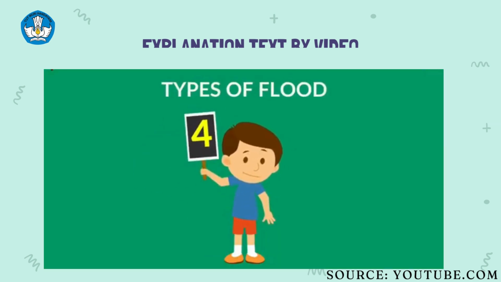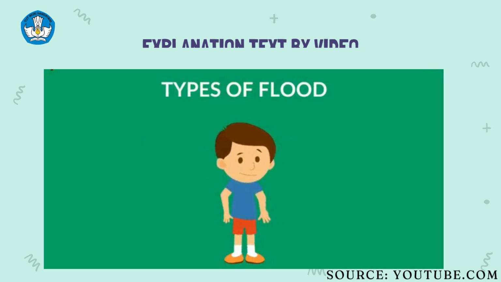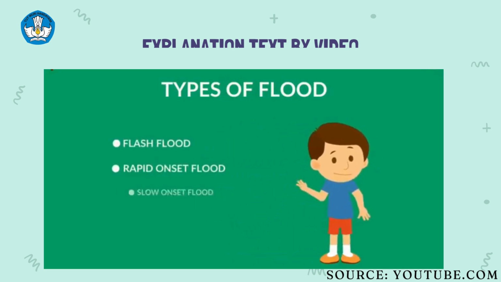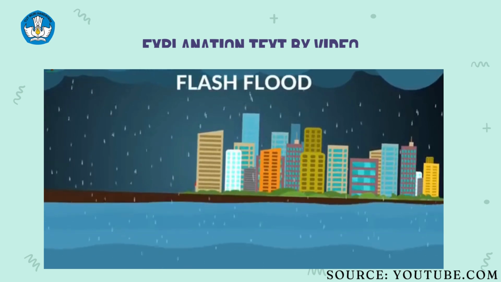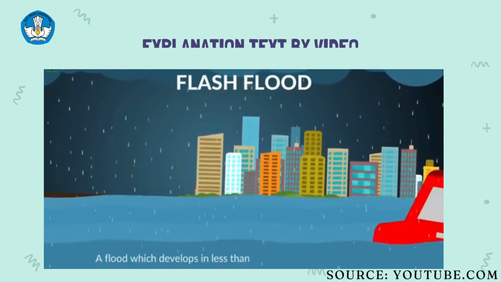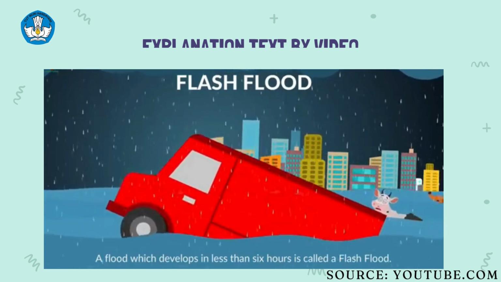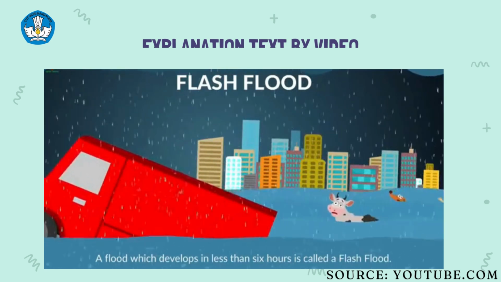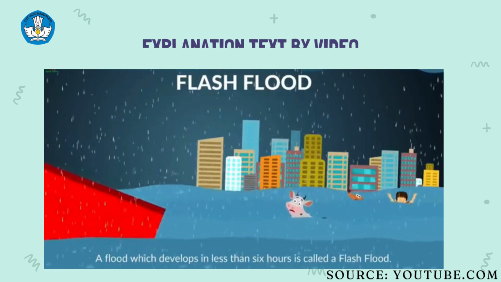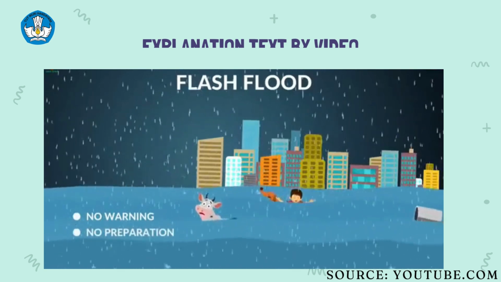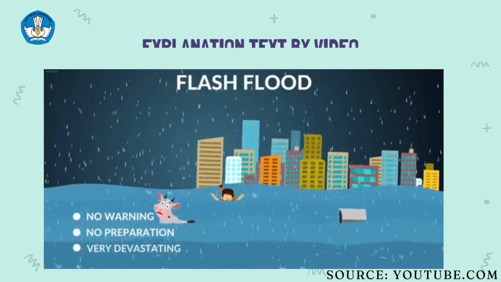There are 4 main types of floods: flash floods, rapid onset floods, slow onset floods, and storm surge flooding. Flash floods. A flood which develops in less than 6 hours is called a flash flood. They can occur almost everywhere, but most commonly in low-altitude areas with poor drainage systems. There's mostly no warning and no preparation, so the impact can be devastating.